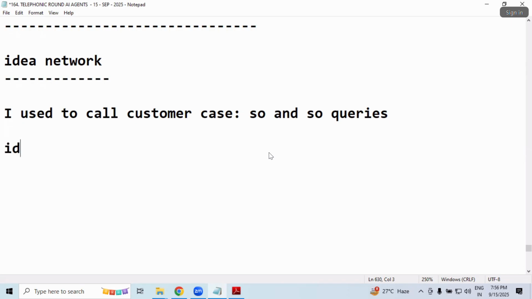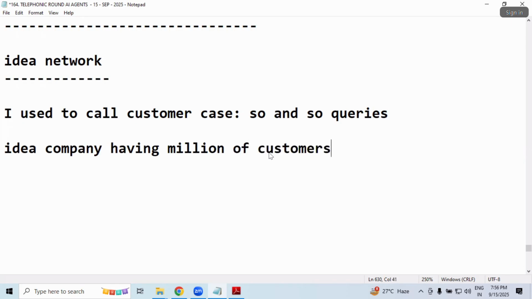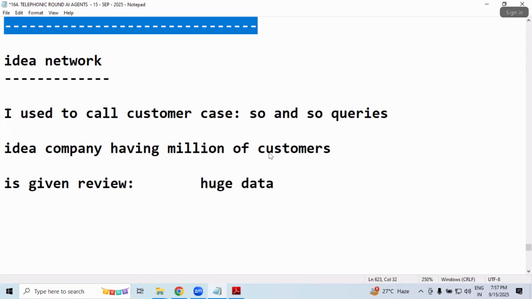But let me tell you, Idea company. In olden days, Idea company had, think like, a million customers, sir. Every customer gave a review. That is nothing but huge data. Gen AI will analyze all this huge data, and it will try to create new reviews also.